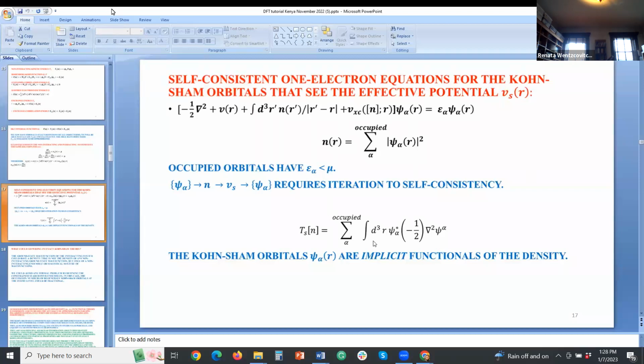Then you stop. And you have the density, you have the orbitals. You can also find the energy. For instance, the non-interacting kinetic energy for that density is simply the sum over all the occupied orbitals of the kinetic energy of each orbital. And these Kohn-Sham spin orbitals are implicit functionals of the density, because if you know the density, you can find them by solving the first equation.